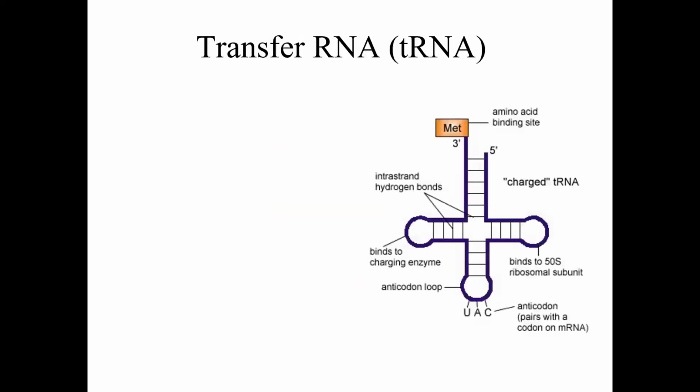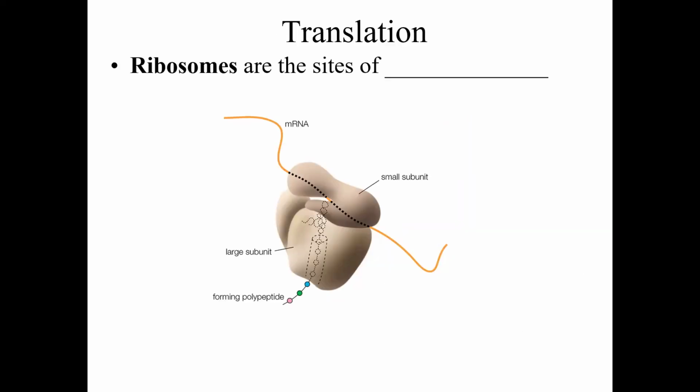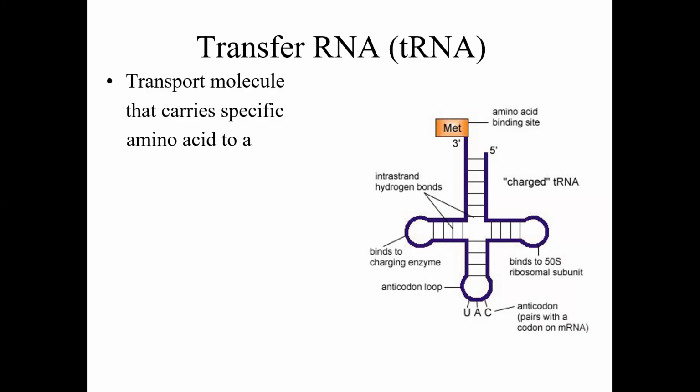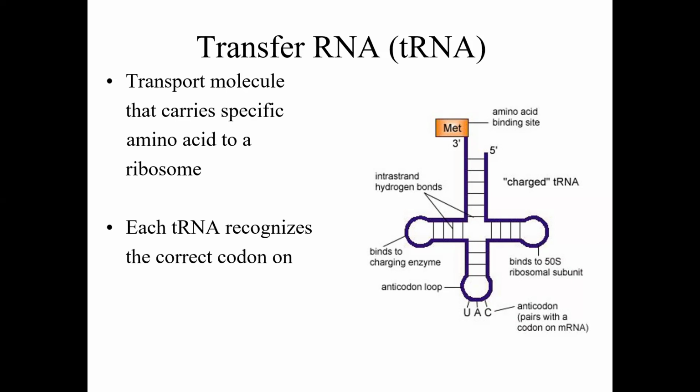So ribosomes are the sites of what? Protein synthesis. And the transfer RNA molecule transports and carries specific amino acids to the ribosomes for assembly of the protein that is going to be synthesized or produced. Each transfer RNA recognizes the correct codon on the messenger RNA molecule.